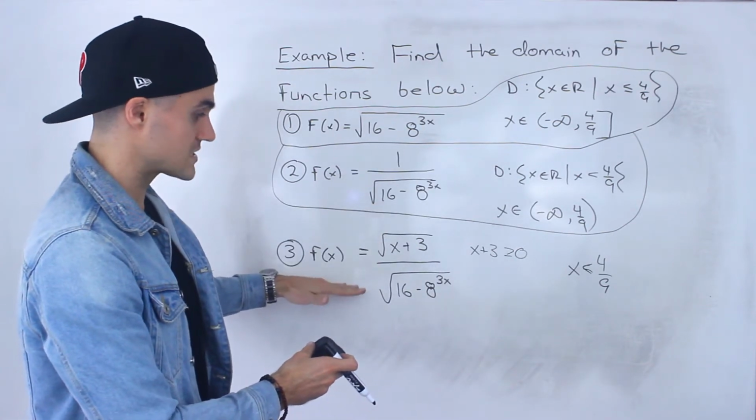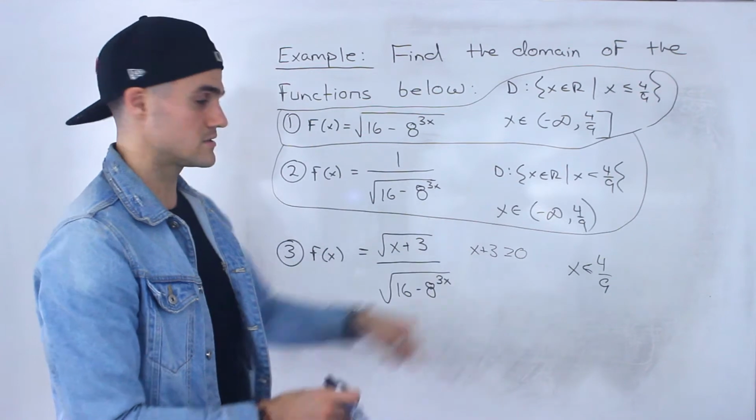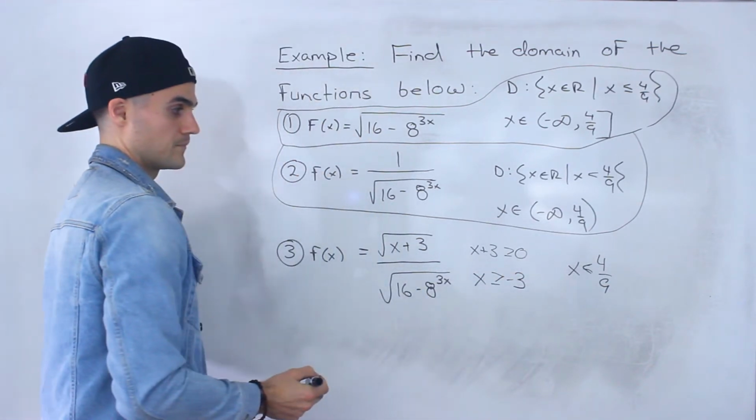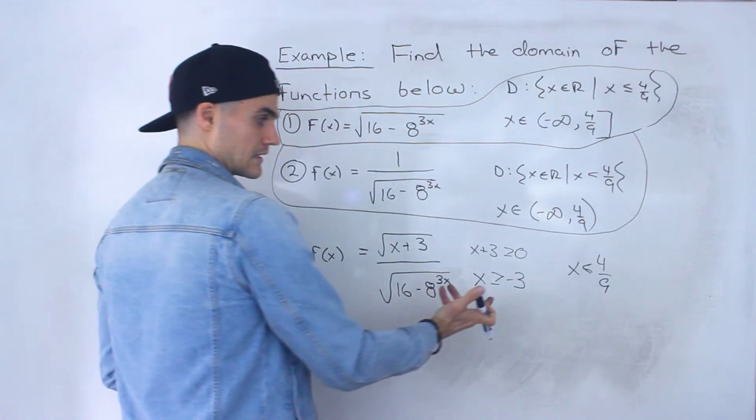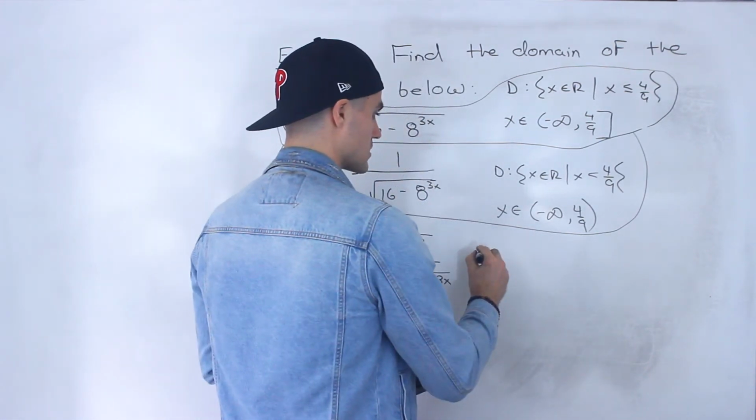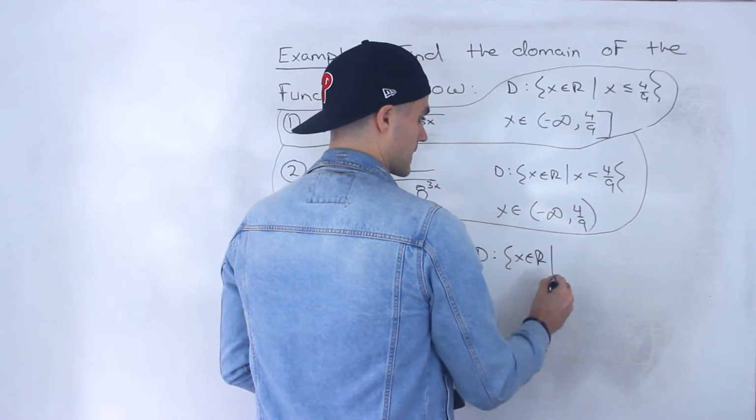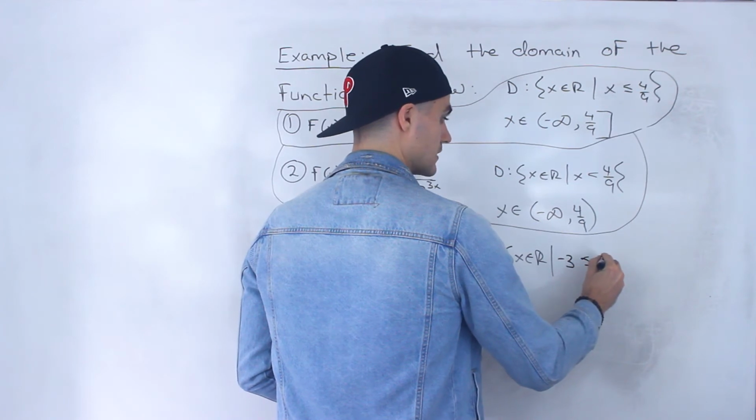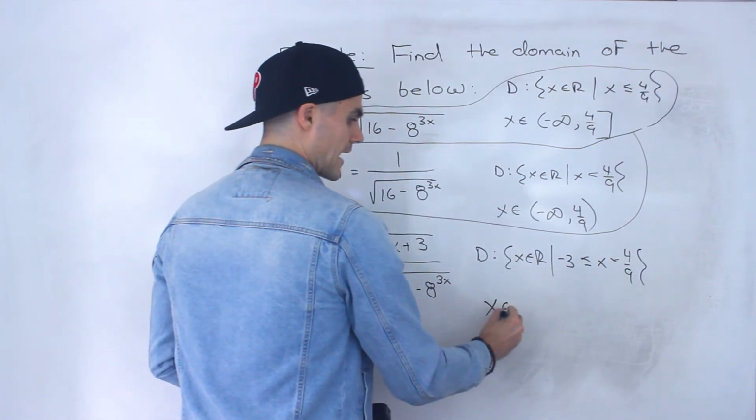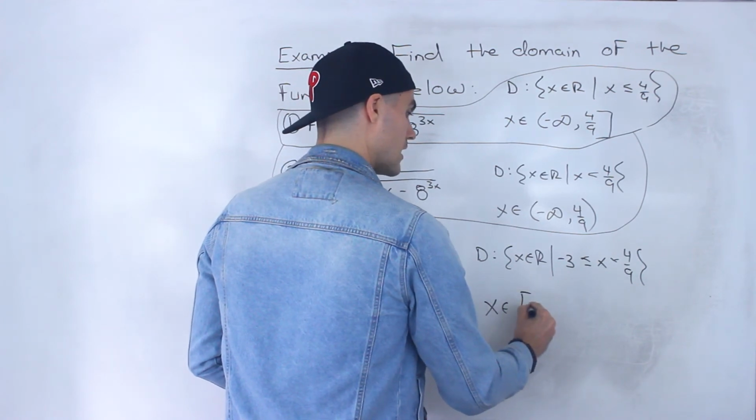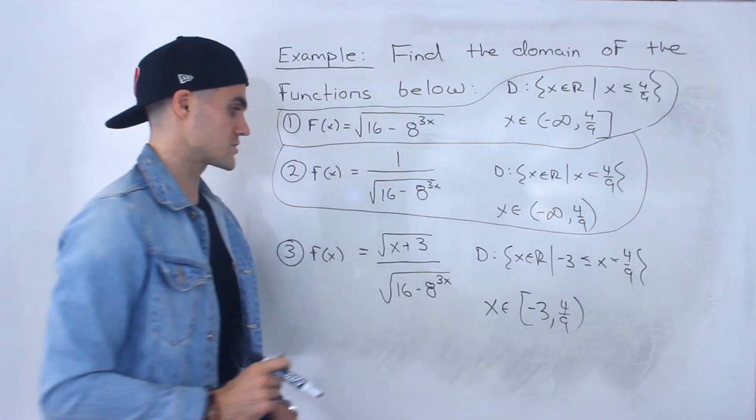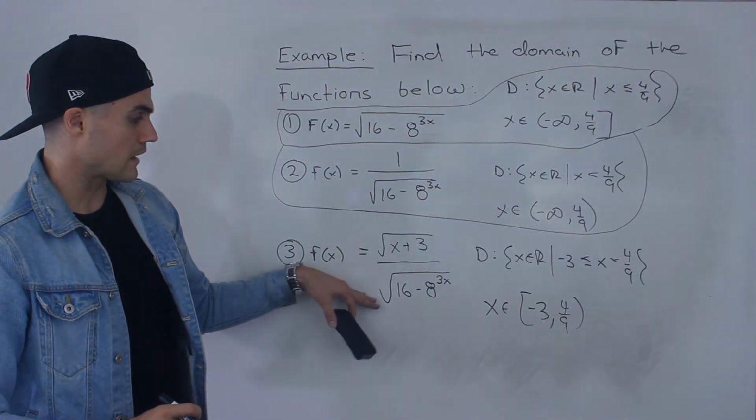If this root of x plus 3 was in the denominator, then it would just be x plus 3 is greater than 0. So we know x plus 3 has to be greater than or equal to 0, which means x has to be greater than or equal to -3. So notice x has to be greater than or equal to -3, but less than 4 over 9. And so if we combine those two restrictions, we can say x is an element of the real numbers, x greater than or equal to -3, but less than 4 over 9. Or we can say x is an element from -3, inclusive of -3, so it's a square bracket there, to 4 over 9, not inclusive of that, so a circle bracket, right? So that ends up being the domain for that function.